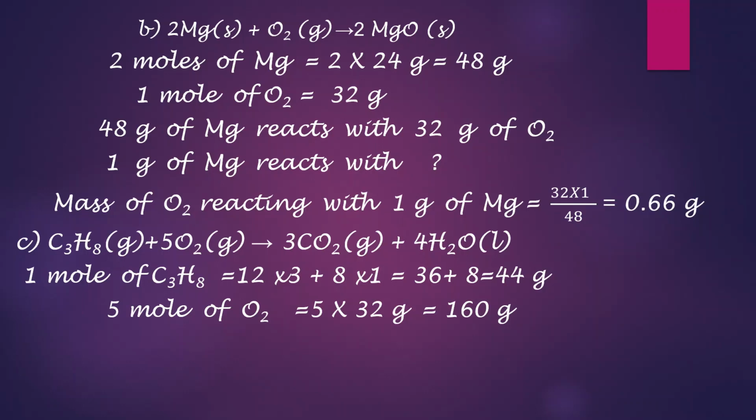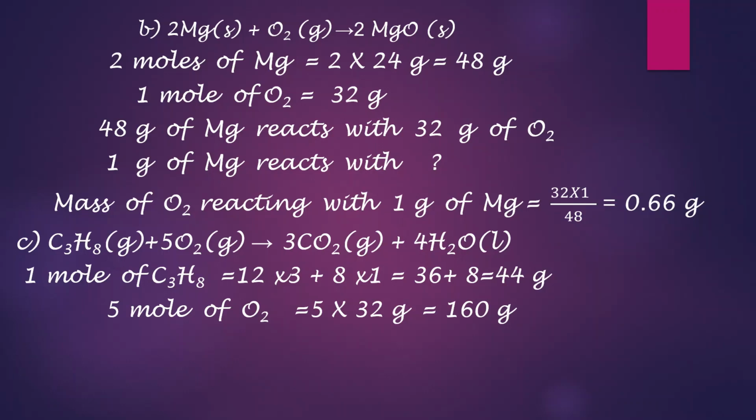Now here 1 molecule of C3H8 contains 3 carbon atoms and 8 hydrogen atoms. You know that the gram atomic mass of carbon is 12, so multiply this 12 with 3. And the gram atomic mass of hydrogen is 1 gram, so multiply 8 with 1. And then add these two. That is 12 into 3 plus 8 into 1, which will be 36 plus 8, that is equal to 44 gram. So 44 gram is the molar mass of C3H8.